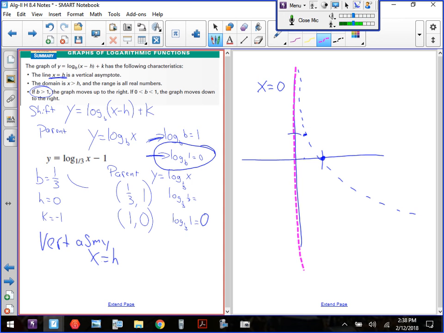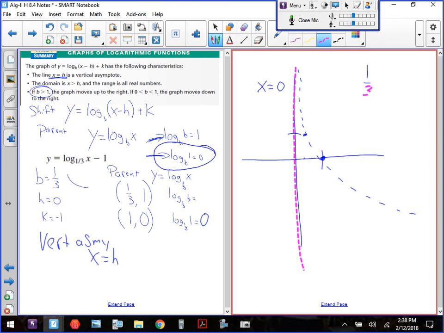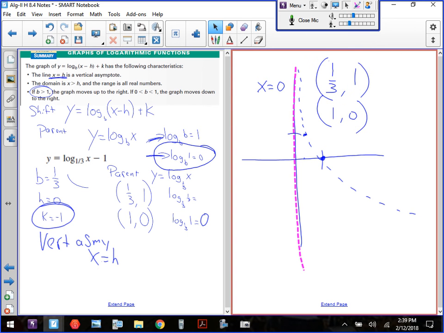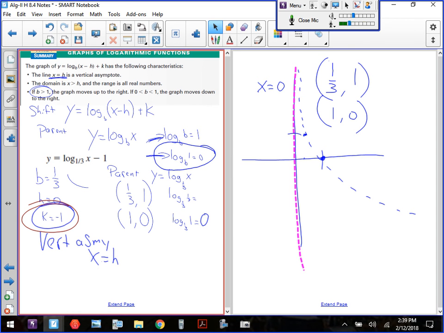To each of those ordered pairs, then, if I have the parent at 1/3, 1 and at 1, 0. My shift was a vertical shift of -1. So what do I have to do with each of those ordered pairs? Bring them down 1. So it'll be at the k value.